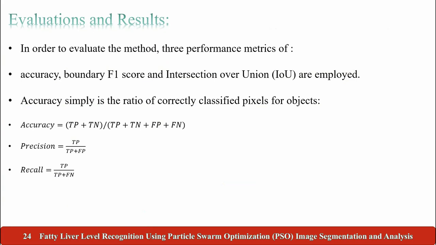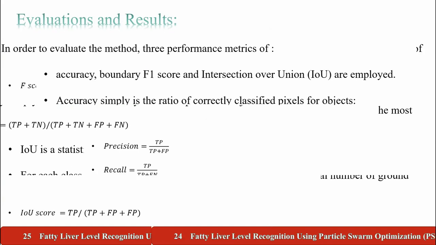In order to evaluate the method, three performance metrics of accuracy, F1 score, and intersection over union or IOU are employed. Accuracy simply is the ratio of correctly classified pixels for the object, which is TP plus TN divided by TP plus TN plus FP plus FN. Then we need precision and recall for the next evaluation metric. Precision is TP divided by TP plus FP, and recall is TP divided by TP plus FN.